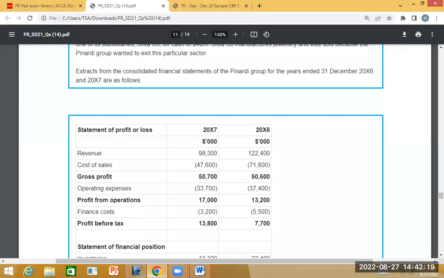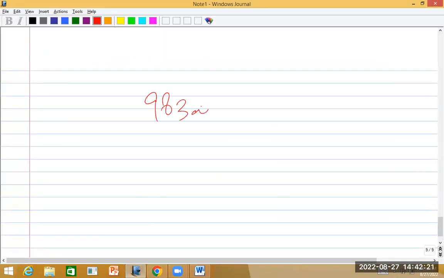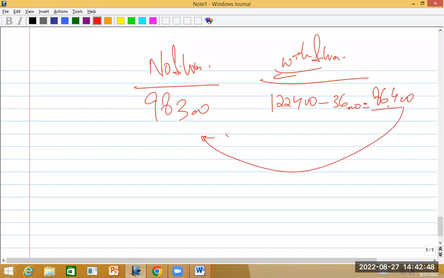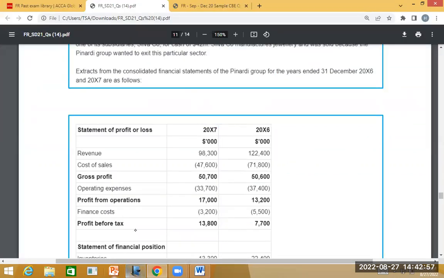Previously we didn't have the Silva company, so my revenue right now is 98,300. That does not include Silva. But previously, in the 122,400 result, we had the Silva company. That's the reason we cannot compare these two revenues. So what we are doing is removing the previous year's Silva results to make the two results comparable. So it's 86,400. Our revenue has increased over the year by 11,000. So who is responsible for this?